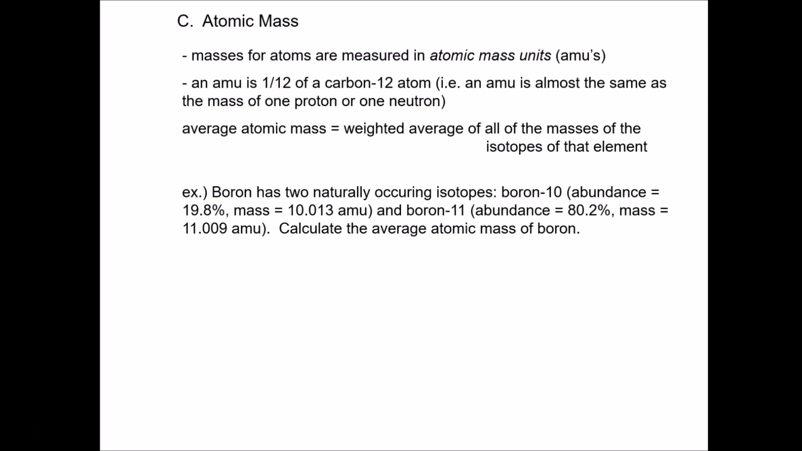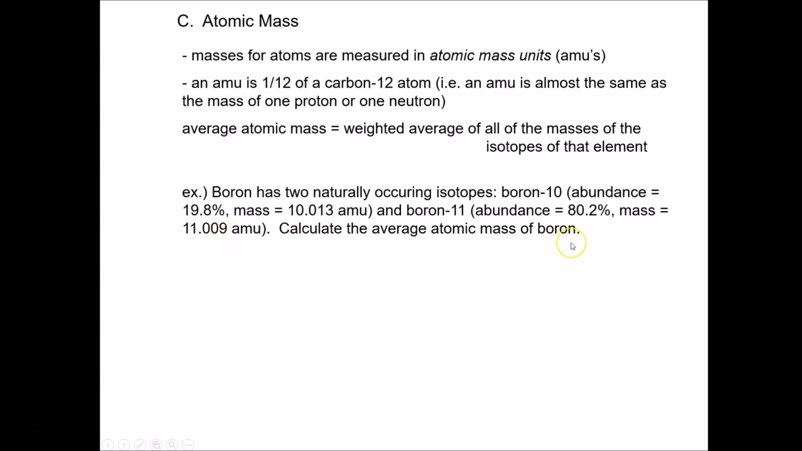Because boron 10, it says here, has an abundance of 19.8%. Now, what does that mean? That means about 20% of the time in nature, you find the isotope boron 10, so boron with 5 neutrons. But boron 11 is found over 80% of the time. So 80% of the time, boron has 6 neutrons instead of 5. And you can see that the exact masses aren't exactly 10 and 11. They're a little bit off of that, but that's all right. We're still going to use those numbers.